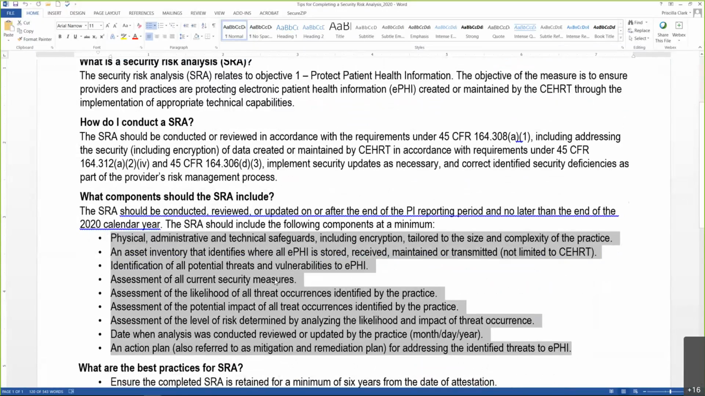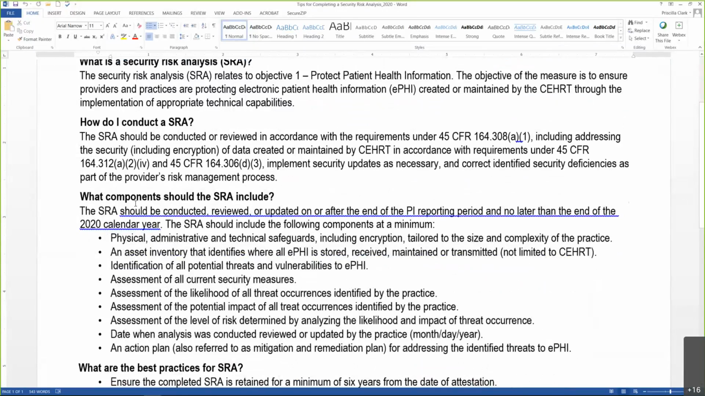Keep in mind that the SRA should be conducted, reviewed, or updated on or after the end of the PI reporting period and no later than the end of the 2020 calendar year. If your SRA is dated January 1st, 2021, that would not meet the requirements because it shows that you finished it on January 1st, 2021. So you need to make sure you have it dated sufficiently for when it was completed, and that you completed it when it was supposed to be.